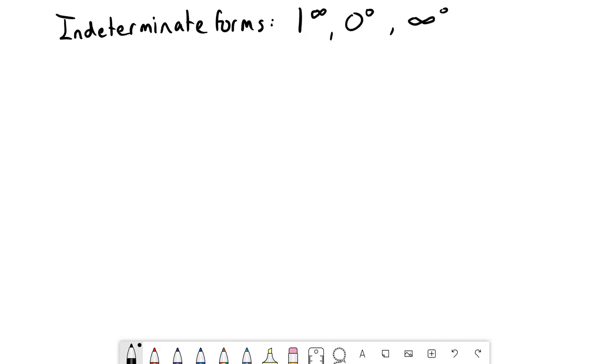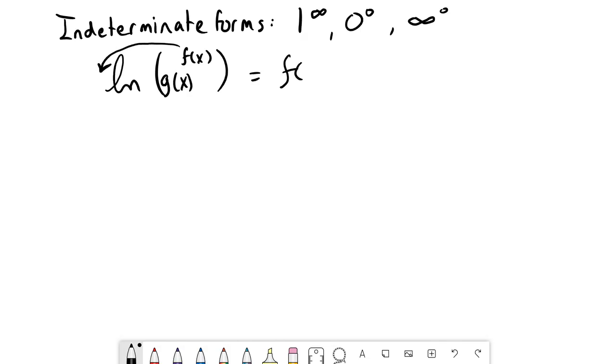The way we tackle this is actually through the use of logs, right? So this is a little bit of a review. If we have a log of a power, let's say any power, let's say this is g of x raised to the power of f of x, what we can do is use the power rule for logs. And what the power rule for logs says is basically if we have an exponent inside the natural log, we can bring it out to the front and it acts as a coefficient.